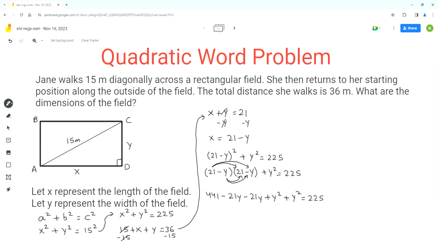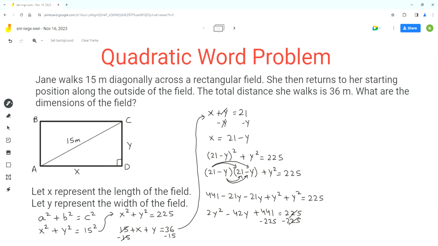So y squared and y squared are like terms. We get 2y squared. And then we can combine negative 21y and negative 21y. We get negative 42y. And then plus 441 equals 225. Now 441 and 225 are like terms, so we can subtract 225 from both sides.